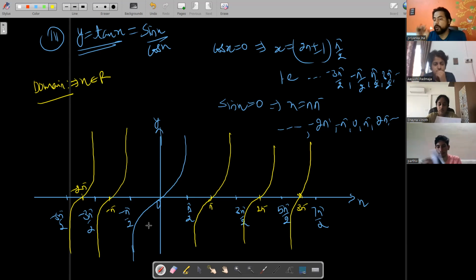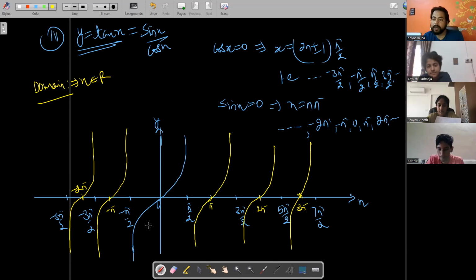I am not talking about range. I am talking about domain. Domain means you have to see all those values of x where the function can give you a finite value. So at odd multiples, it's not defined. It's not defined because it gives you infinity. Infinity is not a definite number.